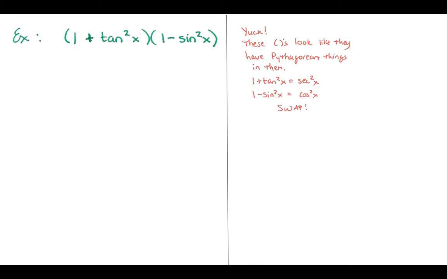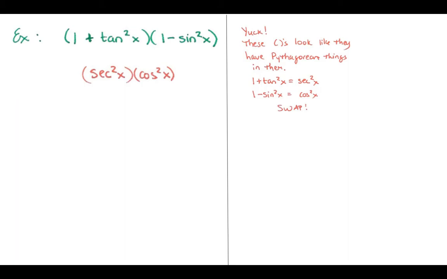However, in looking at each of those parentheses, which I really wish weren't there, it looks Pythagorean-like because I see squares and I see ones. And so I head to the Pythagorean identities section of my page to see if there's anything there that might help. And when I get there, I see, oh, 1 plus tangent squared x is actually secant squared x. And if I do a little manipulation, 1 minus sine squared x is the same as cosine squared x. Well, I'm going to go ahead and swap those out.